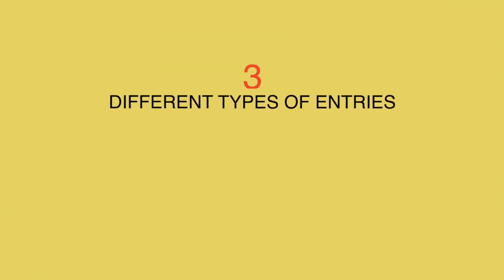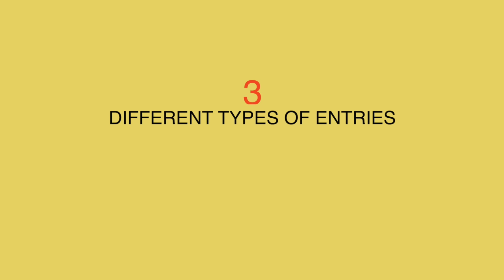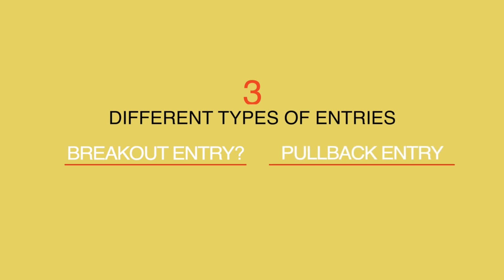This is how you find the direction of the market, and this is how you know if a market is going to change the trend or not. Now, apart from this, there is one really important thing which you can do using market structure. There are 3 different types of entries which you can find by using market structure. The first one is the breakout entry. The second one will be the pullback entry, and the third one will be the reversal entry.